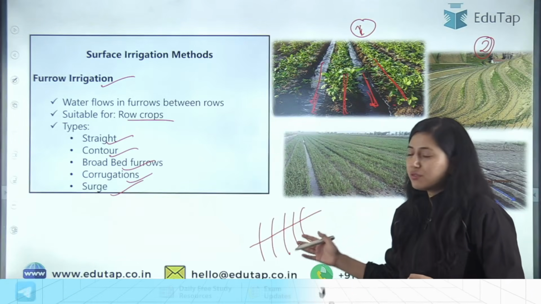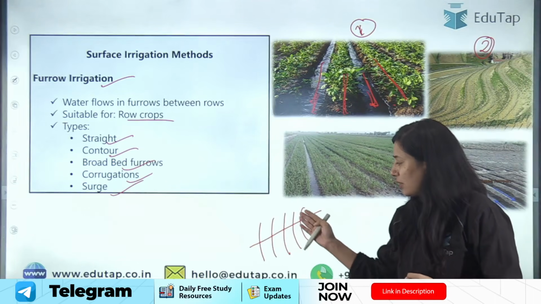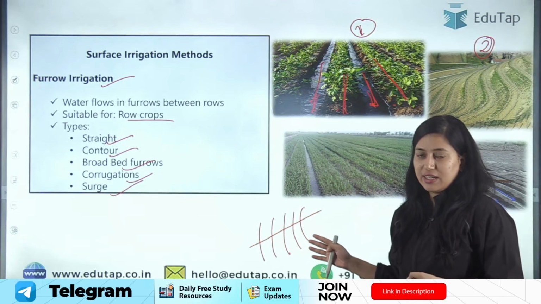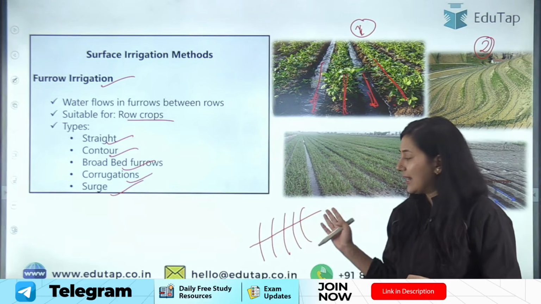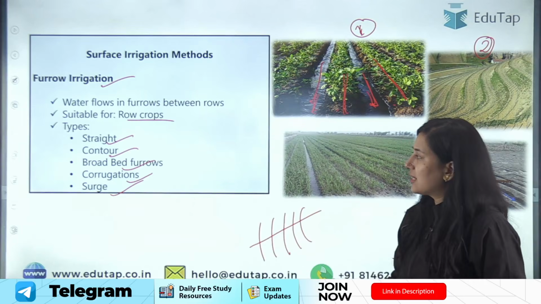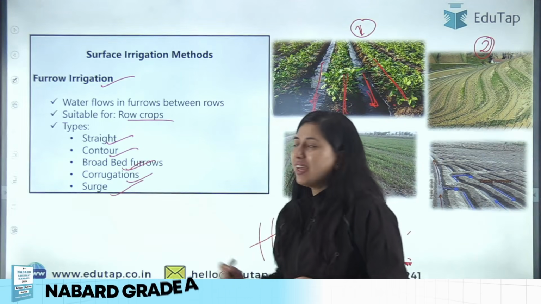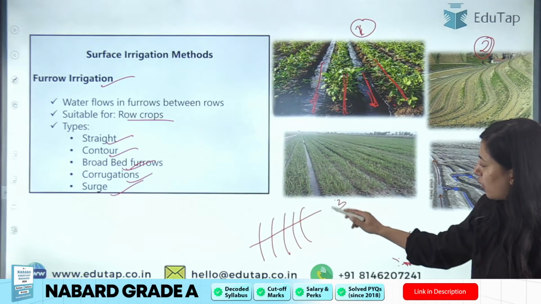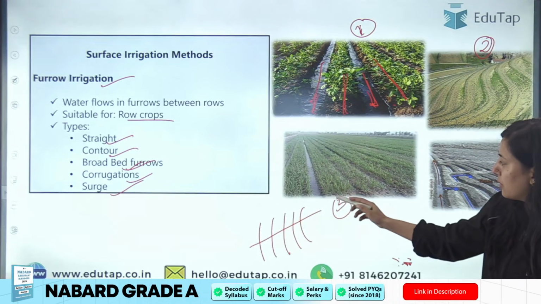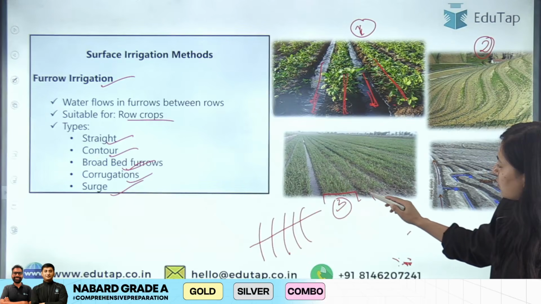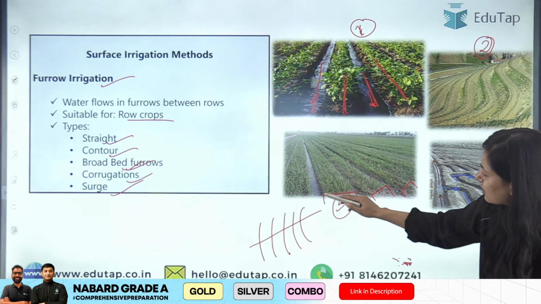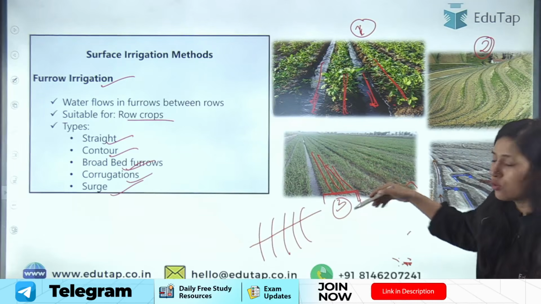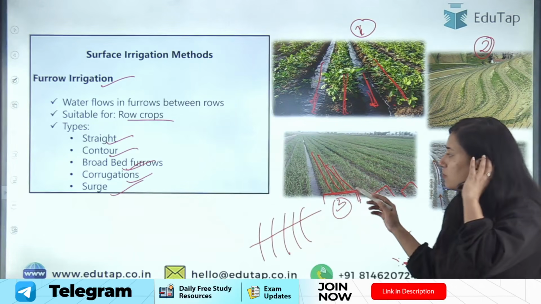Now the advantage of this is not just to irrigate the crop, but also to reduce soil erosion in cases where the land is sloping, right? So this is another type, which is contour furrow. Then we have broad bed furrow. You can see this is an example of broad bed furrow, the picture is showing it. You can see one furrow is quite broad, right? And on this broad bed, multiple rows of plants are grown, right? So this is broad bed furrow.